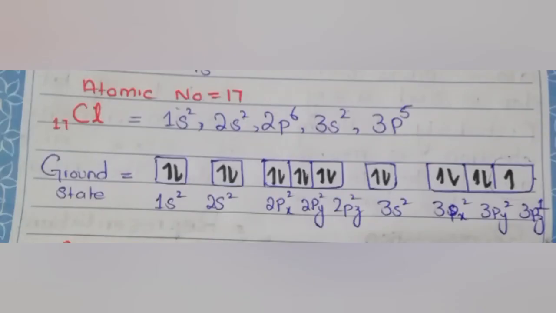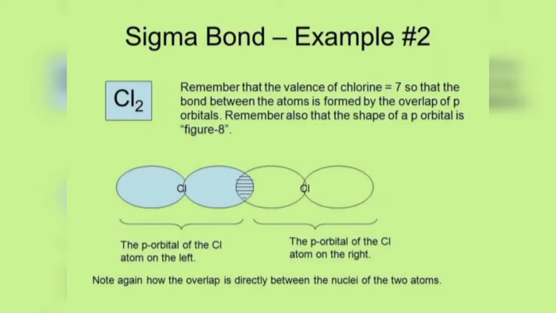Before going to our second example, we first see the electronic configuration of the chlorine atom, as it has one unpaired electron in the 3pz orbital. The chlorine atom has 7 electrons in its outermost shell, so the bond between the atoms is formed by the overlap of 3pz from one chlorine atom and 3pz of the other chlorine atom. When they overlap, they form a sigma bond. These black lines are showing the overlap, and the overlap is directly between the nuclei of the two atoms.